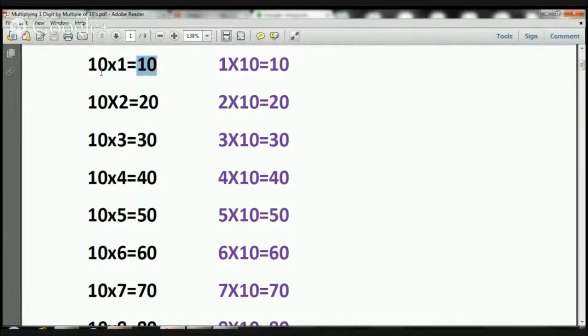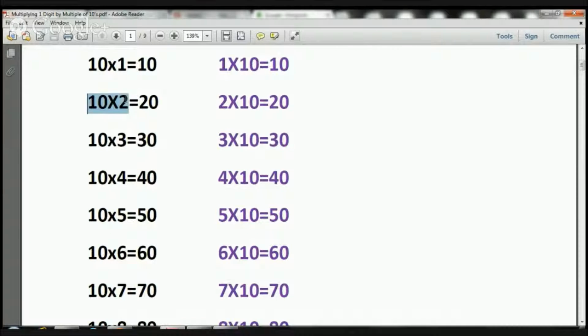And the same can be said for doing the opposite, switching these numbers. Therefore, 1 times 10 also equals 10. Again, let me show you. Here we have 10 times 2, okay? We know that 1 times 2 equals 2. There you go, and then we just add the 0, okay?